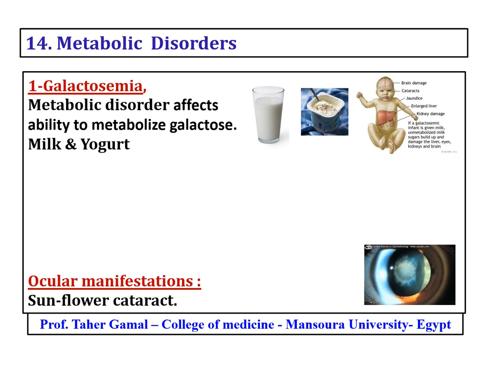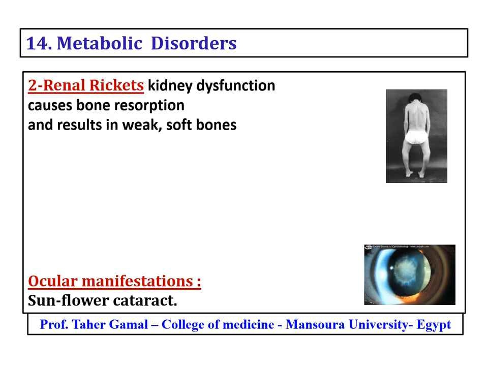The group of metabolic disorders includes galactosemia. Galactosemia is a metabolic disorder that affects the ability to metabolize galactose, found in milk and yogurt. The ocular manifestation is sunflower cataract. The second metabolic disease is renal rickets. Kidney dysfunction causes bone resorption and results in weak, soft bones. Ocular manifestation, sunflower cataract.